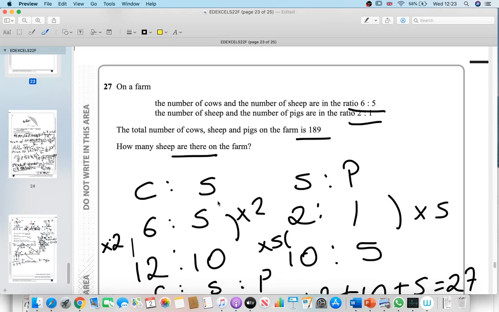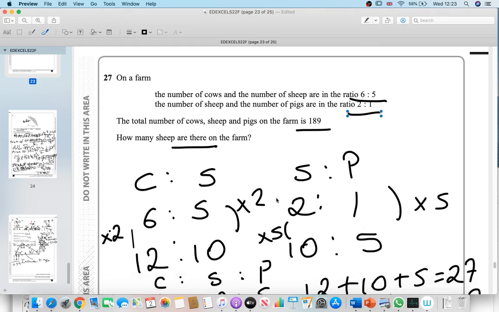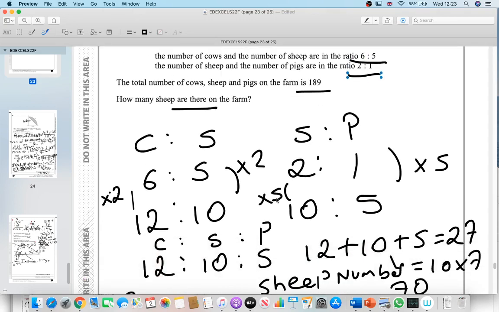On a farm, the number of cows and the number of sheep are in the ratio 6 to 5. The number of sheep to the number of pigs is 2 to 1. The total number of cows, sheep, and pigs is 189. How many sheep are there on the farm?